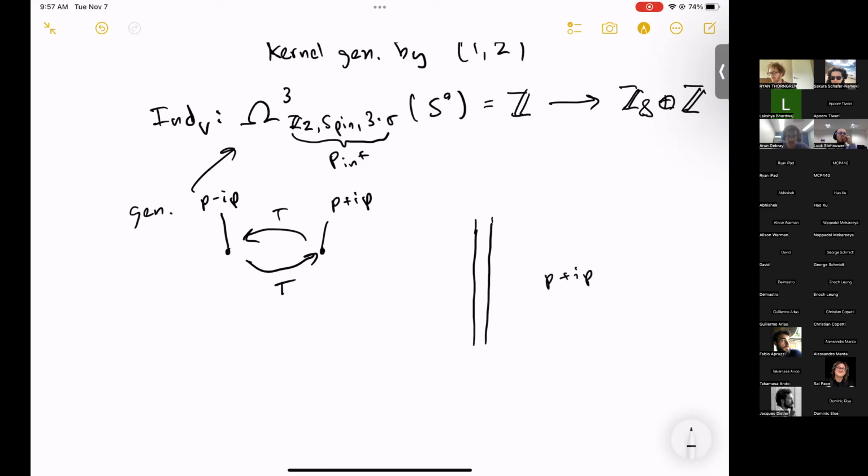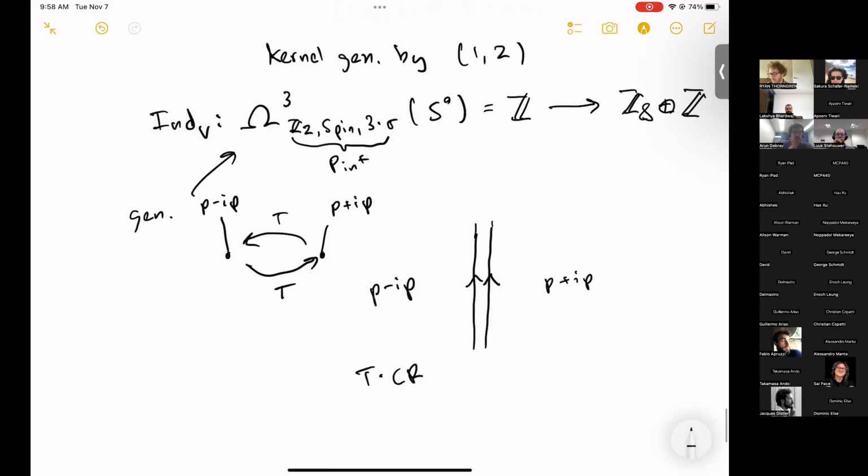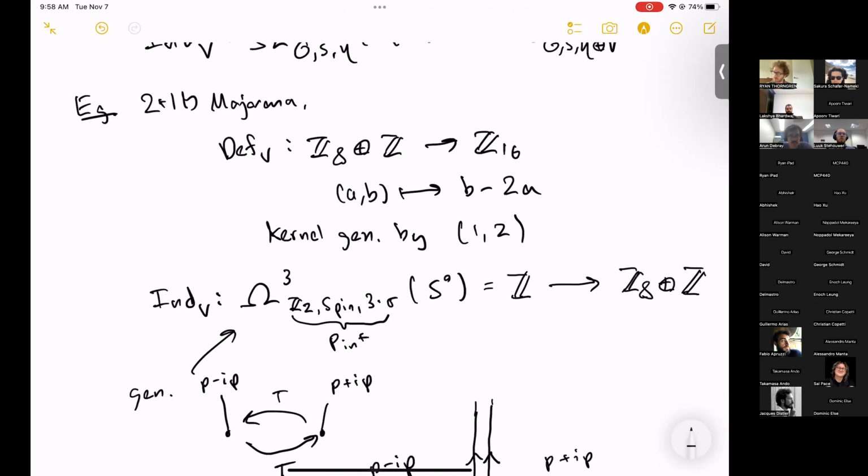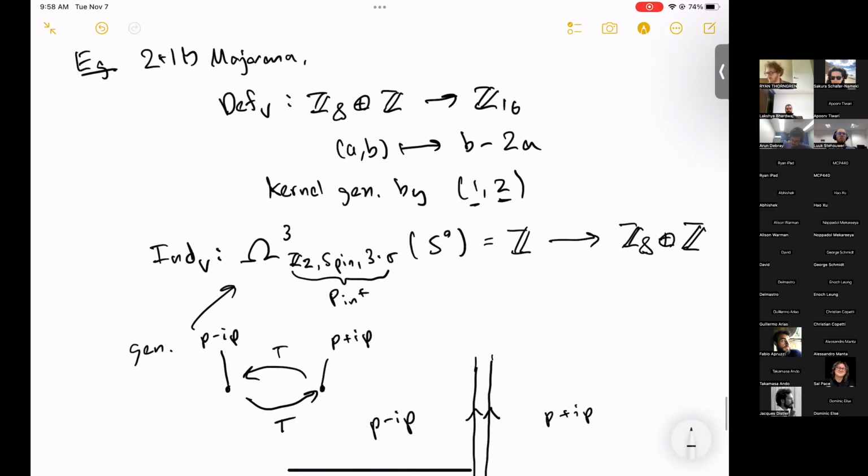So if we do time reversal, it changes P plus iP, P minus iP, and both these modes flip direction. But then when we apply CRT, we do time reversal, so they flip back, and then we do reflection, so they swap. So T times CRT is a swapping symmetry, and this has eigenvalues plus or minus 1. So we have 2 chiral modes, one of which is charged, one of which is neutral. So it gives the kernel, as we hoped.